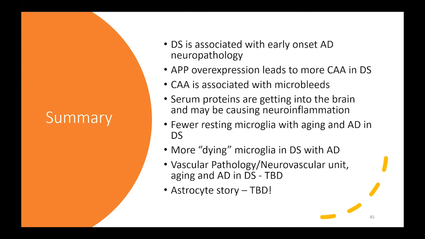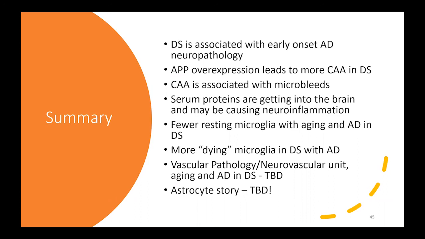But I hope I convinced you that Down syndrome is associated with early onset Alzheimer's disease pathology, that amyloid precursor protein overexpression and cleavage to beta-amyloid is probably what's leading to more cerebral amyloid angiopathy. Certainly, when we see more CAA, and there's another paper I didn't tell you about, Alex clearly linked the CAA to the microbleeds. So we think that CAA is leading to leaky blood vessels and/or brittle blood vessels that are breaking, and blood is getting into the brain.